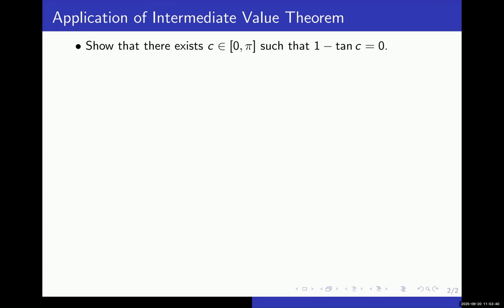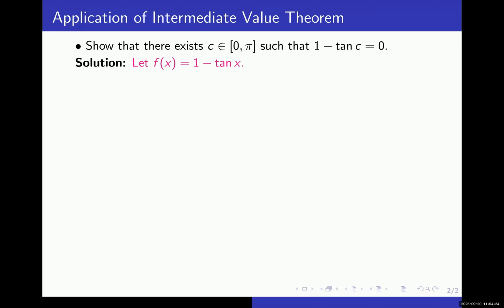First, you need to recognize that this problem is an application of the intermediate value theorem. To apply the intermediate value theorem, you need to consider some function which may be continuous on this closed interval. Because you want to show that 1 minus tangent c is equal to 0, you may want to consider the function f(x) equal to 1 minus tangent x.